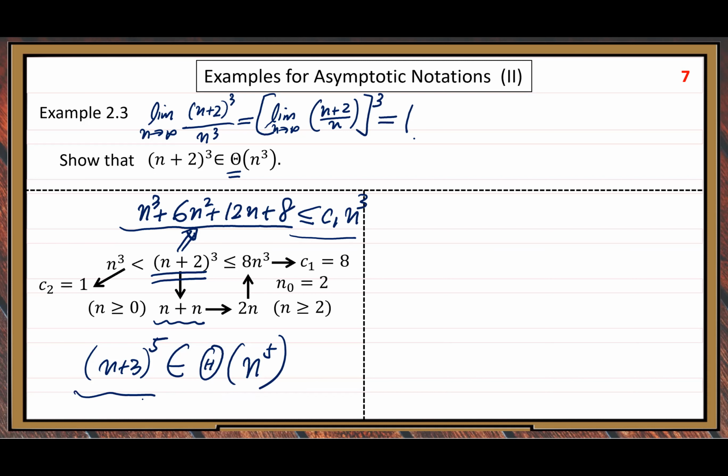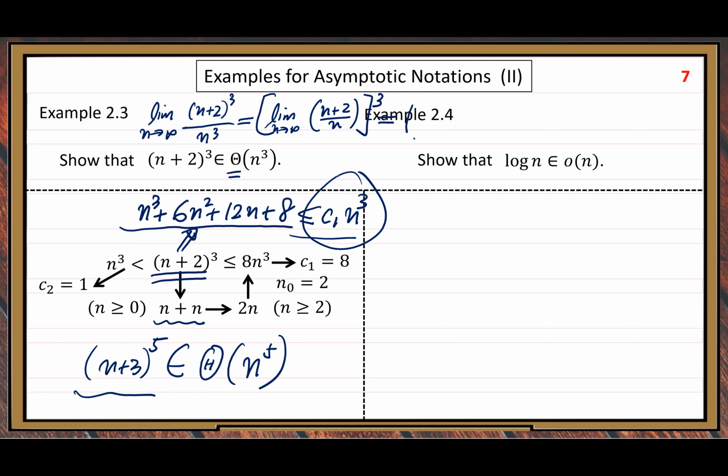How complicated is this one, right? After the expansion, you need to find an appropriate C1. That's too hard, right? So do not use that expansion way. The expansion way will make the question too complicated. All right.